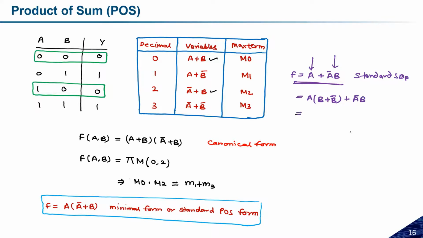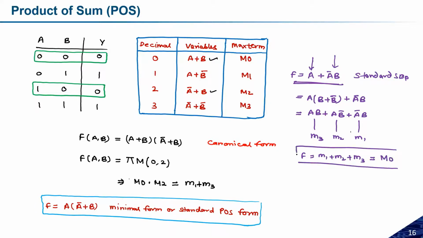If we extend this one, then I will get ab plus ab bar plus a bar b. Okay, so this is what I am getting. AB is equivalent to M3, AB bar is equivalent to M2, A bar B is equivalent to M1. So any function which is written like M1 plus M2 plus M3 is the same as capital M0. This is what I wanted to say. Is there any doubt on what I am saying?